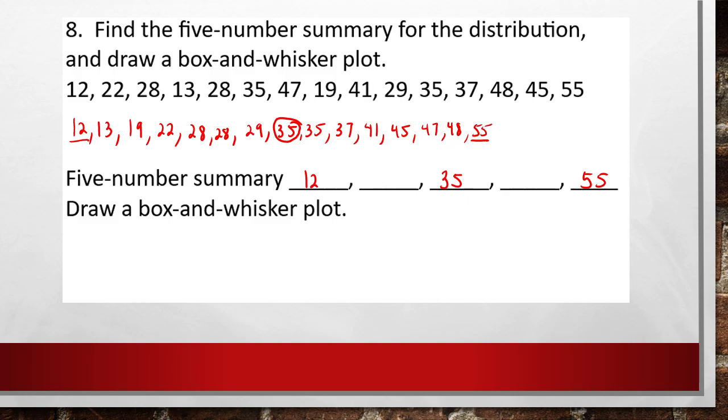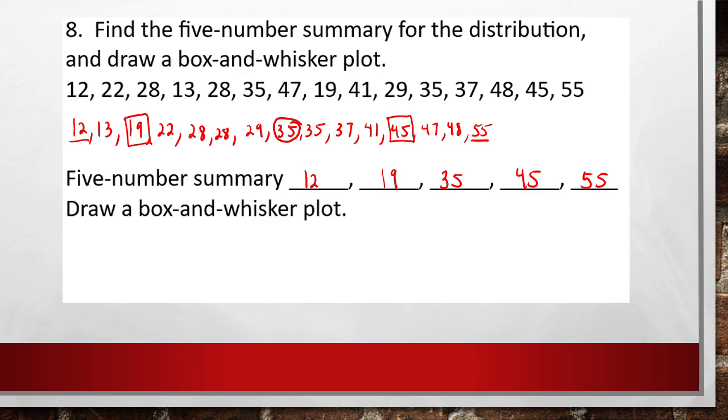If you notice, in total there are 1, 2, 3, 4, 5, 6, 7 numbers. So the one in the middle is going to be the 4th number. That means we're going to have the 19 for this side, and over here, the 4th number, 1, 2, 3, 4, is the 45. So those are your interquartiles, quartile 1 and quartile 3. So the 19 would go here, the 45 goes there.